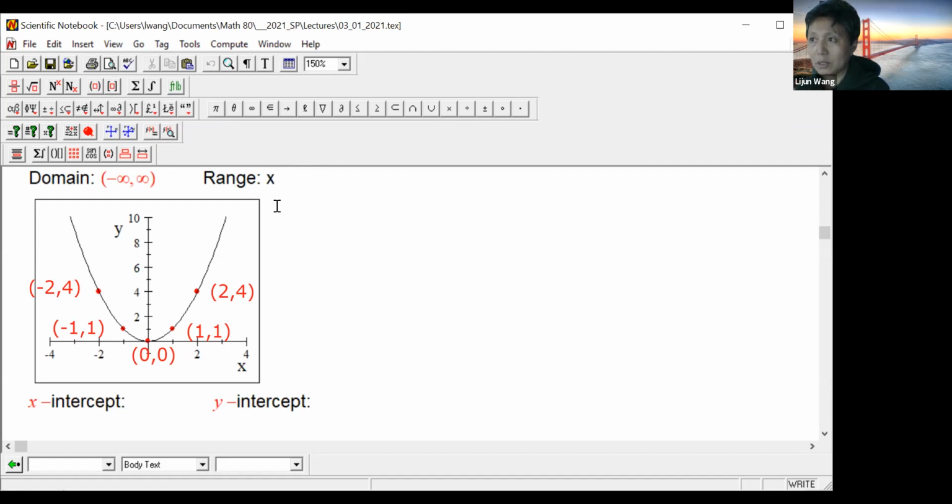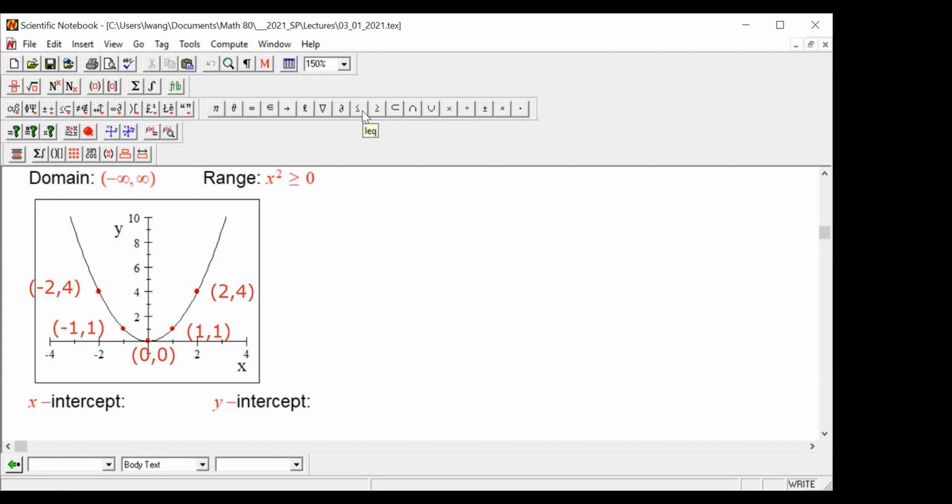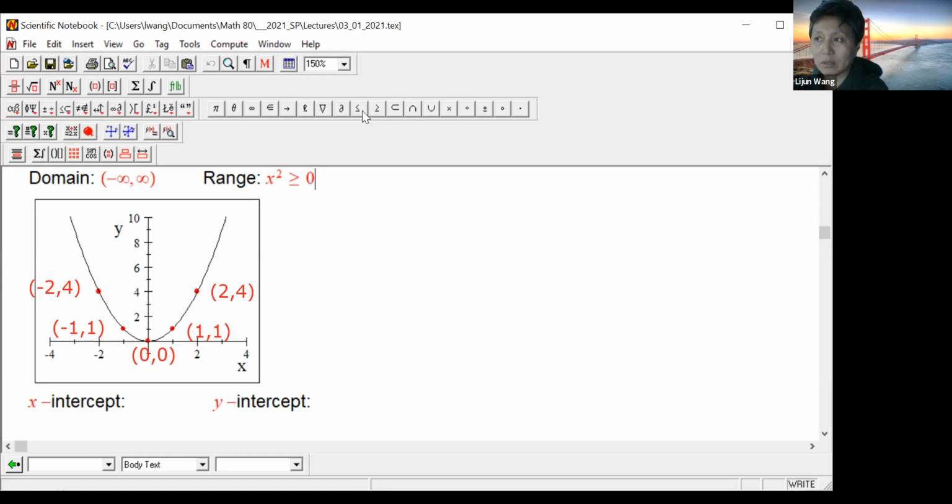The consequence, however, the output for the range is greater than or equal to 0. If that's what you meant. Oh yeah, sorry, I got them mixed up. That's right. Domain and range are two different things. What you said will be for range and not for domain. Okay.